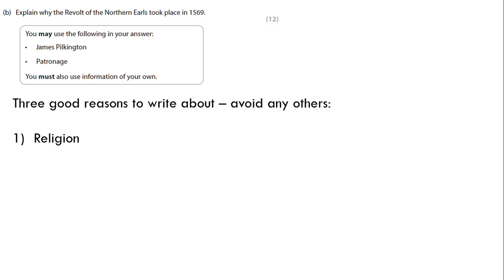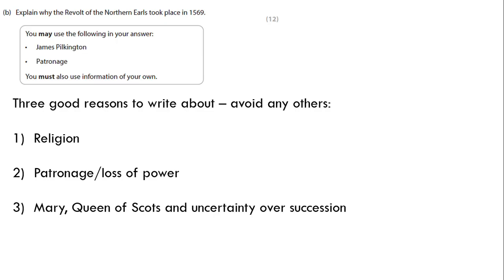Religion's the obvious one. The Northern Earls wanted to make the North Catholic again. You've then got patronage, or the loss of power of the Northern Earls, and make sure you go into the exam with two good examples of how the Northern Earls lost their patronage from Elizabeth. And finally, the role of Mary Queen of Scots and uncertainty over the succession, who would succeed Elizabeth. So the revolt takes place because even Elizabeth's loyal nobles are concerned about who will succeed her.